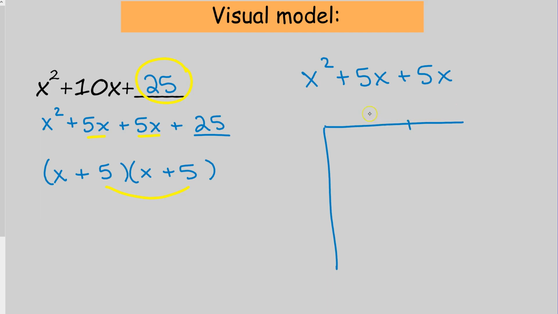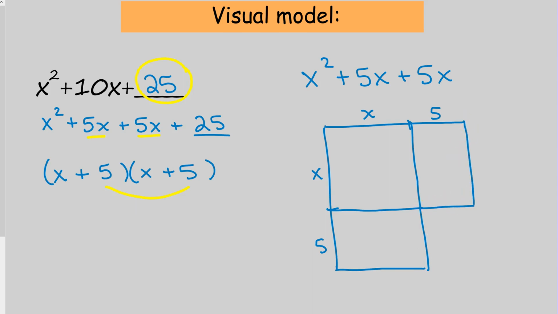Let's say this length here is x, so this length here is x, and this other section here is 5, and that's 5. So x squared is the area of that square. 5x is the area of that rectangle. 5x is the area of this rectangle. So we have x squared, 5x, and 5x.